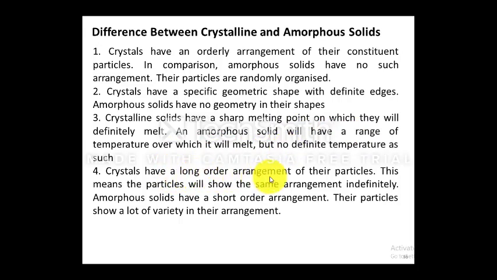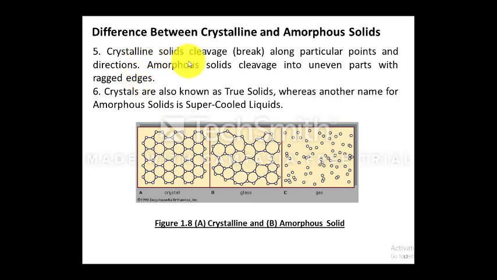Crystals have a long-range order arrangement of their particles. This means the particles will show the same arrangement indefinitely. Amorphous solids have a short-range order arrangement. Their particles show a lot of variety in their arrangement. Crystalline solids break along particular points and directions. Amorphous solids break into uneven parts with ragged edges. Crystals are also known as true solids, whereas another name for amorphous solids is supercooled liquids.